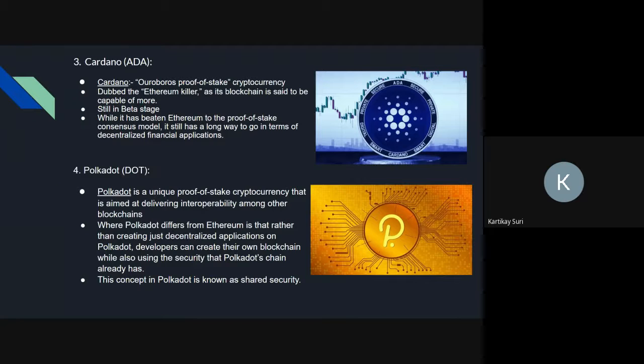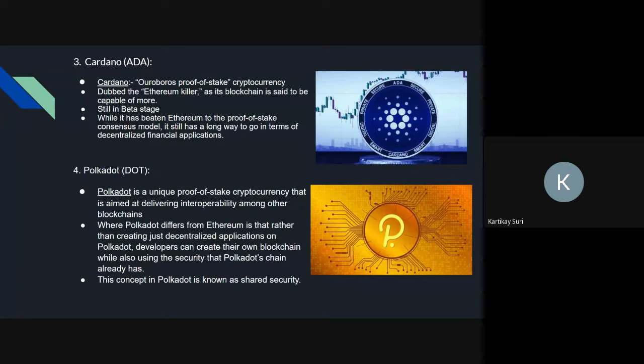While it has beaten Ethereum to its proof of stake consensus model, it does have a very long way to go in terms of decentralized financial applications. Cardano recently released a new statement saying that by the end of September, they would have fully adopted the proof of stake consensus algorithm for their transactions. Cardano aims to be the world's first financial operating system by establishing a decentralized financial product suite similar to Ethereum but better. They can also provide chain interoperability. They can provide voter fraud detection. They can provide legal contract tracing, among many other things.